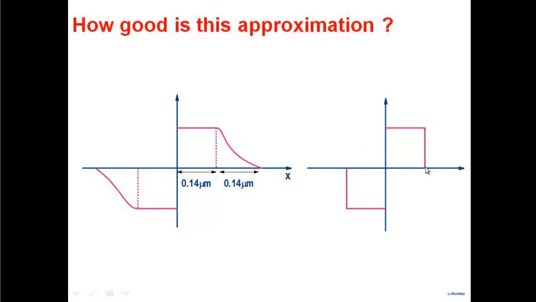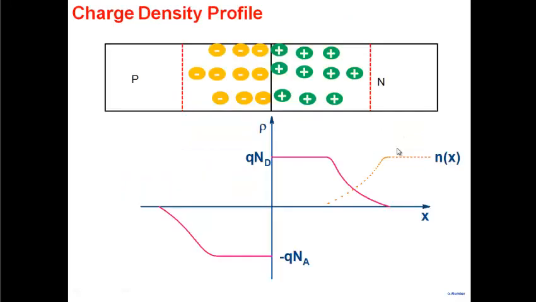Does it look like a good approximation? No? Under what conditions do you think I can approximate this graph by this one here? If this region here is much smaller than this particular region, right? That's what we would tend to think here. Then this particular approximation may be true. All right, so let's see how this is relevant to our depletion approximation.